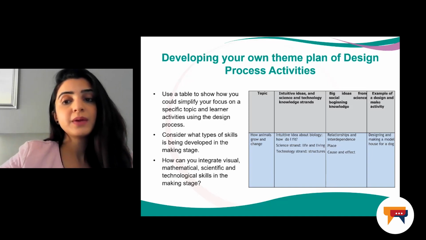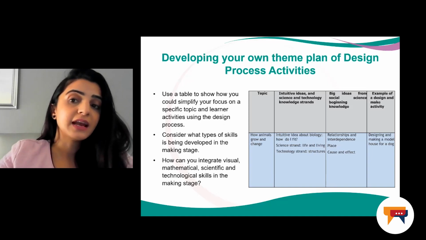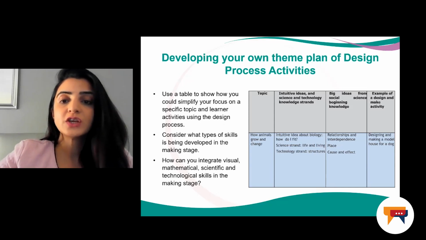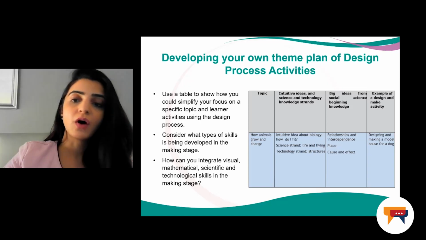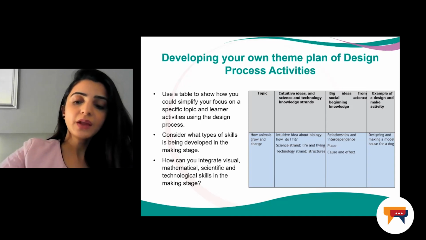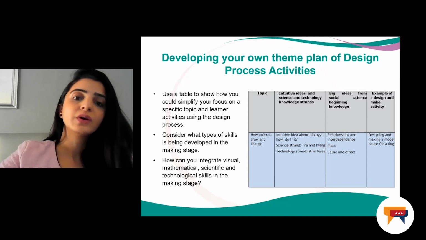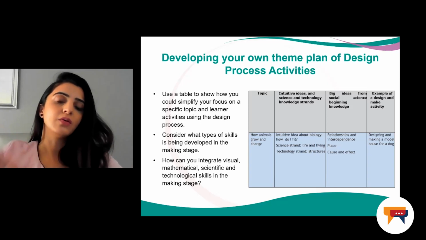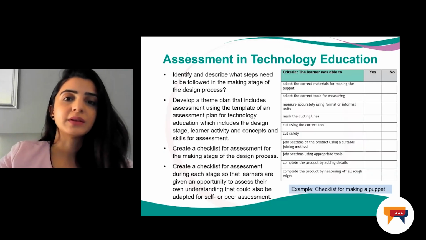And then when you talk about big ideas, can you see how you are integrating from the other units as well: relationships and interdependence, place, cause and effect. You're basically making a model for a house, for a dog. It just depends what examples you go through. And then you can work through this table and focus your team and develop it.